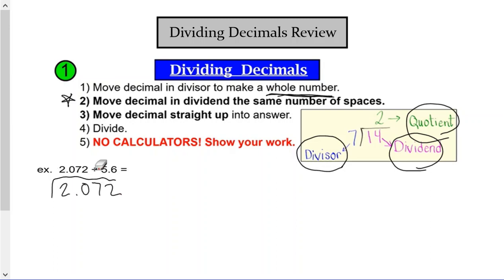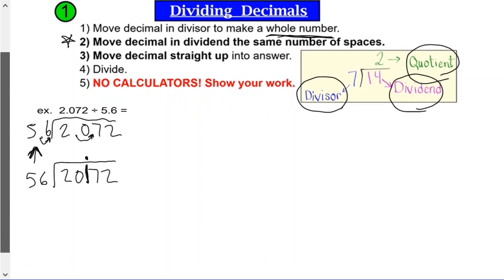So in this situation, it is 2.072 divided by 5.6. Okay, now here we always want to divide by a whole number. In order to do that, we can move the decimal place one place to the right, so we get 56. If we do that same thing in the dividend, we change the number that we are dividing into 20.72. Okay, now when you get to this point, you are able to divide. We want to make sure that we bring that decimal point straight up into our answer, so it's going to be right there.